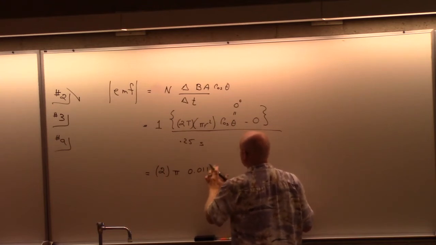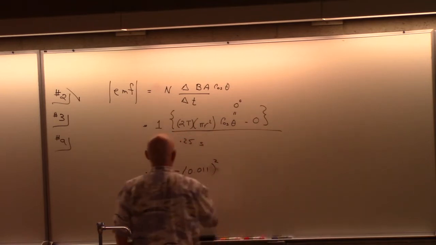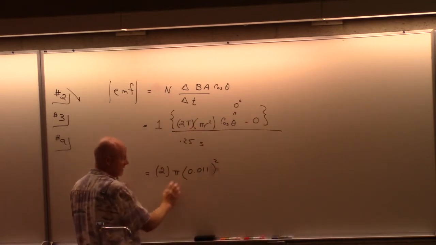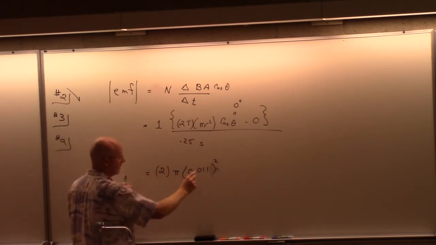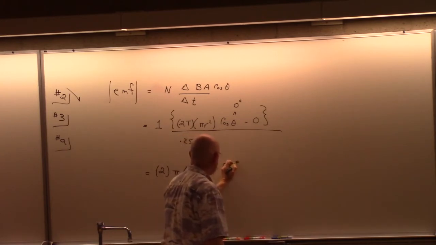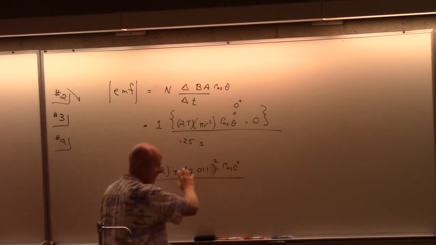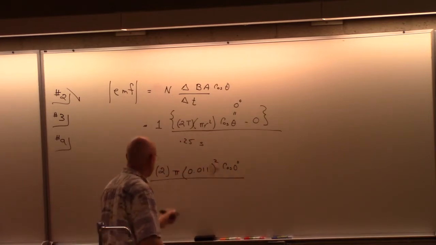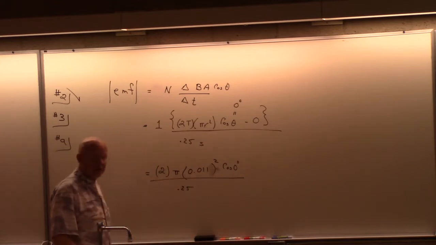Let me do my units kind of separate. And so that would be the magnetic flux: the area, the field, and the orientation. And then subtract 0, so that's the change in the flux. And all of this takes a quarter of a second.